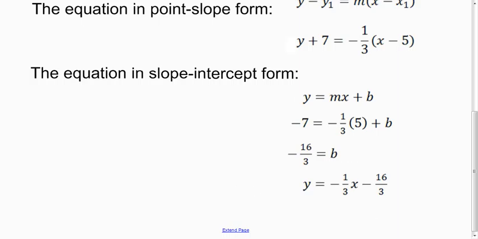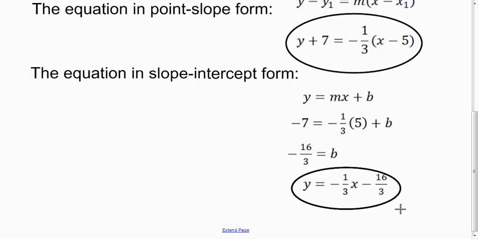Both of these formulas are exactly the same. If you simplify point slope form, you will get the slope intercept form. So these are both correct answers.